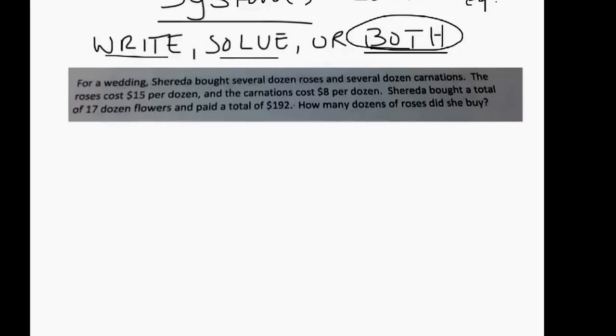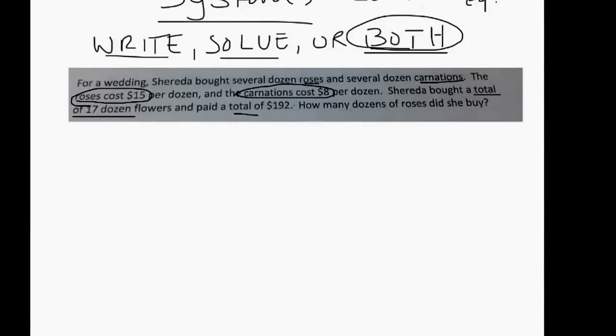So it says, for a wedding, Sharita bought several dozens of roses and several dozen of carnations. The roses cost $15, so that's an important piece of information, and the carnations cost $8 per dozen. Sharita bought a total of, that's important, total.